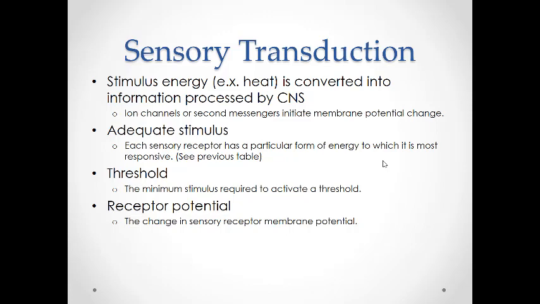Now, in order for sensory transduction to occur, stimulus energy like heat or pressure needs to be converted into information that can be processed by the central nervous system. And so there are ion channels and second messengers, through which your membrane potentials change and cause those signals to occur. You need adequate stimulus.